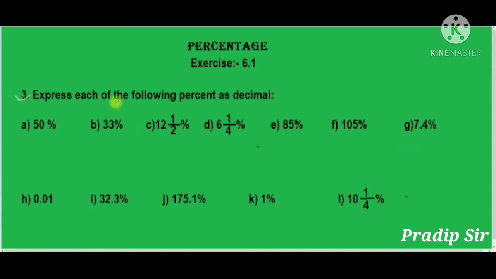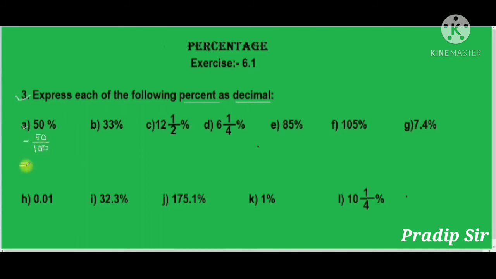Now see question number 3. Express each of the following percentages as decimals. Now we have to convert this percentage into a decimal. So you see here 50% is given. So 50% means out of 100. So first we'll write 50, then this percentage will come in the denominator as 100.